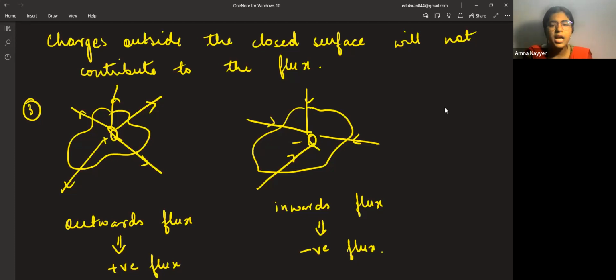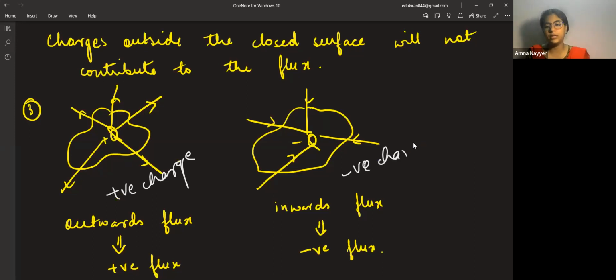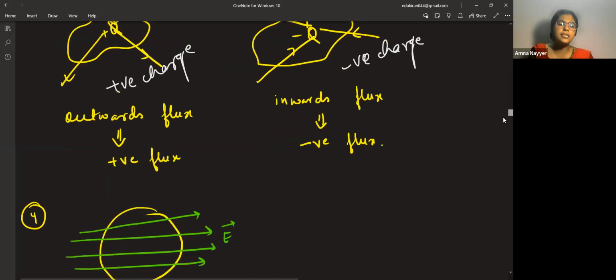And what we studied in the electric field lines is that if it's a positive charge, field lines are moving away. So outward flux is taken as positive for a positive charge. Electric field lines are moving away, so it's outward flux, which is positive. And the opposite is for a negative charge: you take the inward flux. This becomes negative. So just keep these things in mind.